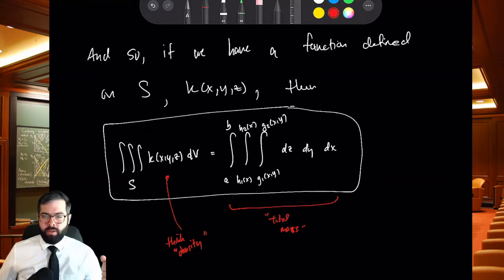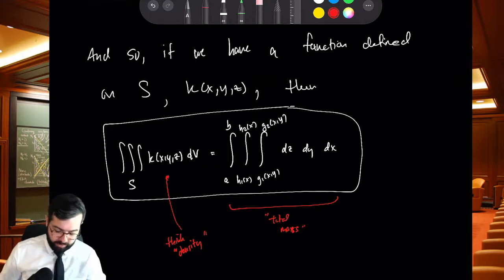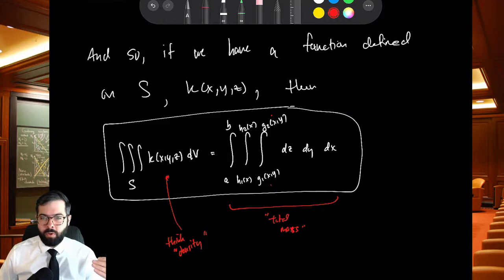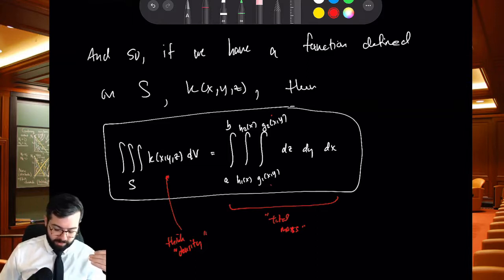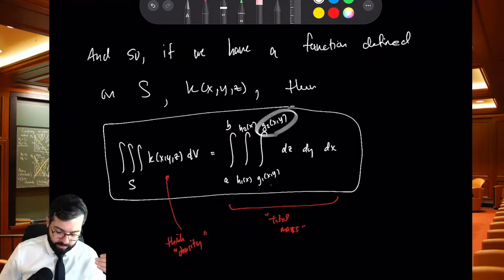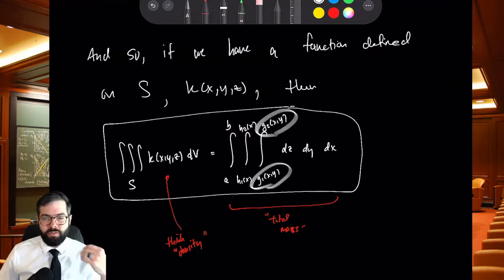So a quick reflection on why the order dz, dy, dx, and why these limits of integration are where they are. Right. So in other words, why is it important that I let these limits here be functions of x and y?